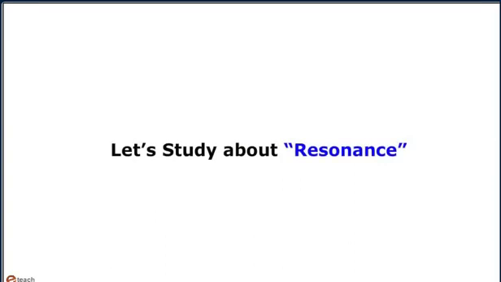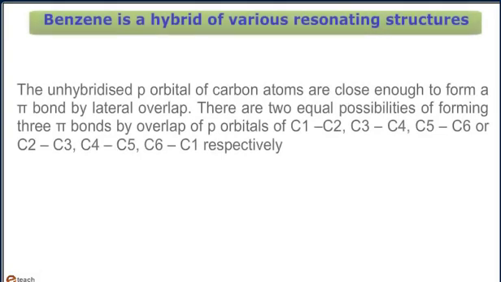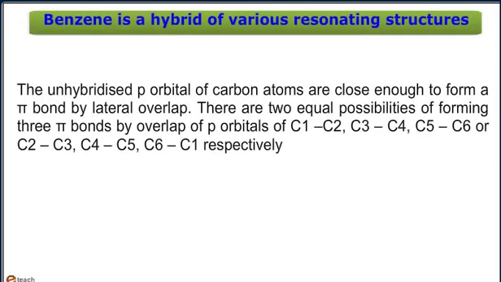Let us now study resonance. Benzene is a hybrid of various resonating structures. The unhybridized p orbitals of the carbon atoms are close enough to form a pi bond by lateral overlap. There are two equal possibilities of forming 3 pi bonds by overlap of p orbitals of C1C2, C3C4, C5C6 or C2C3, C4C5 and C6C1 respectively.